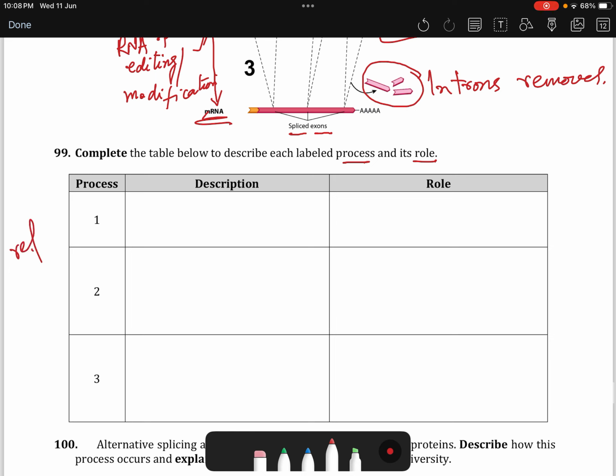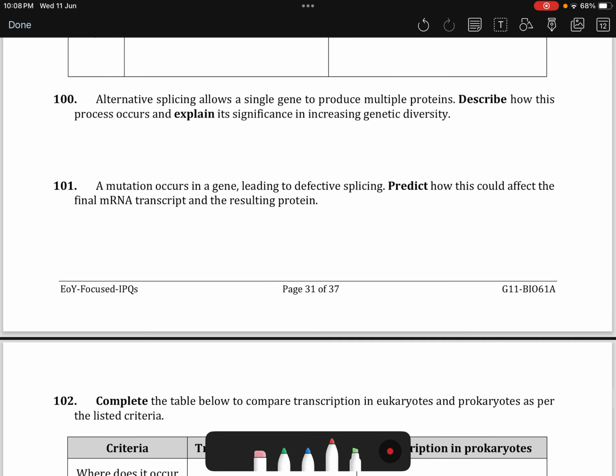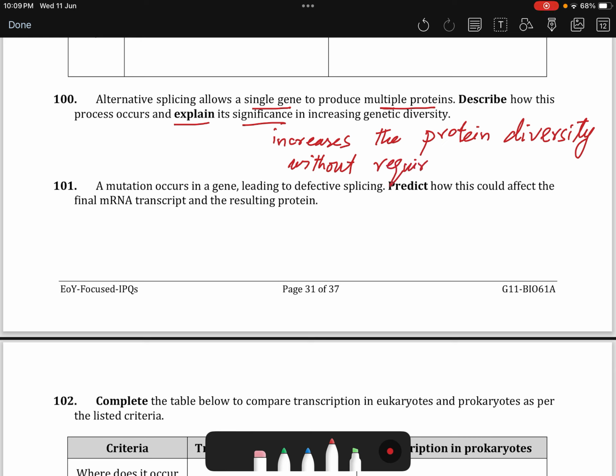Better please refer to the IPQs. Alternative splicing allows a single gene to produce multiple proteins. Describe how this process occurs and explain its significance in increasing. Of course it occurs because when the introns are removed, the exons can join together randomly, and they may lead to formation of different sequences and different proteins. And what is the significance of this process? It increases the protein diversity. So of course it leads to protein variety, so it leads to diversity without requiring more genes.